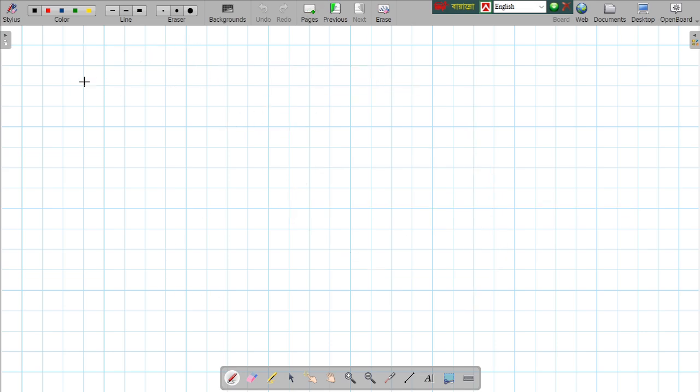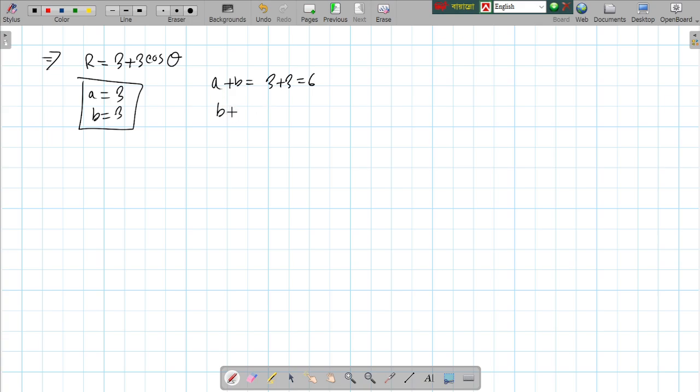So let's start the next example. r equals 3 plus 3 cos theta. So a is 3, b equals 3. The values of a and b are equal. So a plus b equals 3 plus 3, 6. And b minus a equals 0. And cos indicates that the graph lies along the x-axis.